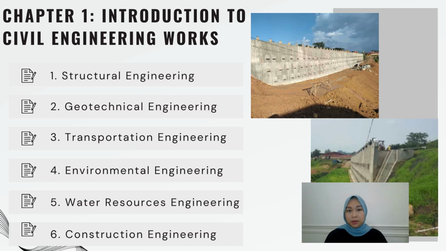I'll get into the first chapter, which is the introduction to civil engineering works. Civil engineering is a broad field with many specialties, each focused on different aspects of infrastructure and construction. Today, I'll give you an overview of the main types of civil engineering works and their importance. The first one is structural engineering, which is the backbone of civil engineering. It involves designing and building structures like homes, skyscrapers, bridge towers, and dams. Advances in materials such as high-strength concrete and composites have allowed for taller and stronger structures.